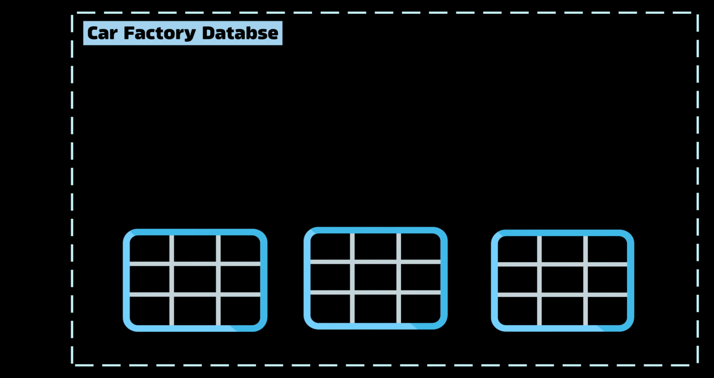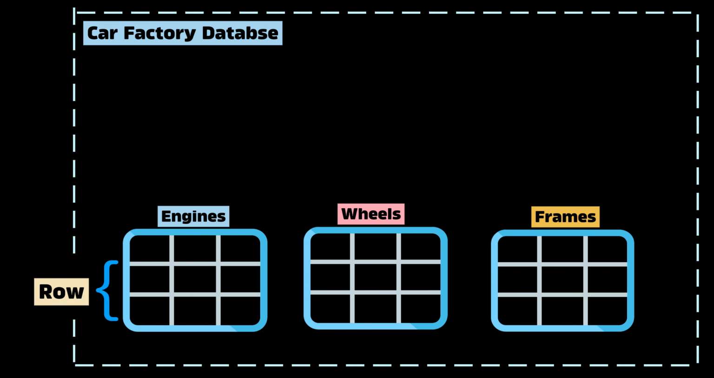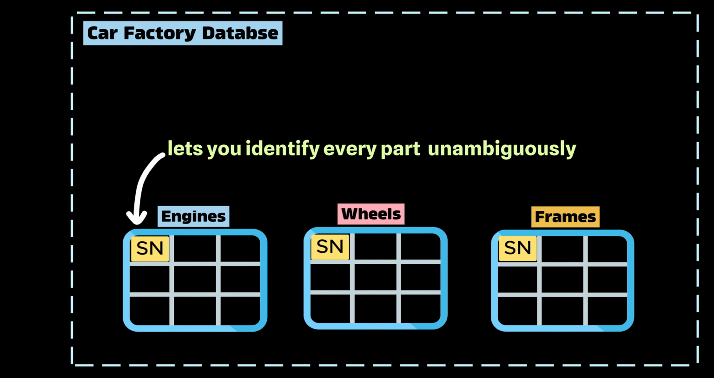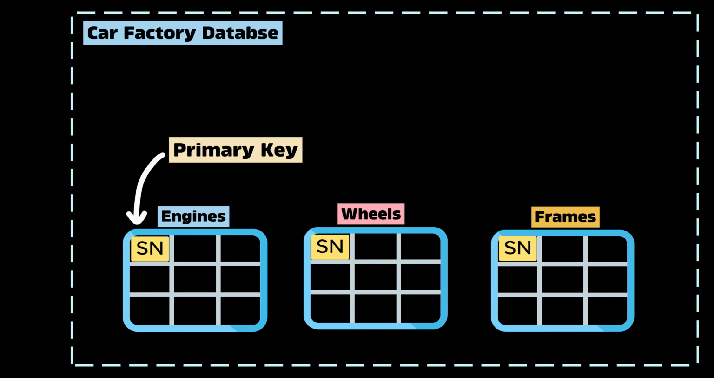Imagine a car factory. The factory itself is your database. Inside it, you have different storage areas, one for engines, one for wheels, one for frames. Each storage area represents a table, and each individual part inside it is a row. Every part is stamped with a unique serial number, which lets you identify it unambiguously. That serial number is what we call a primary key.